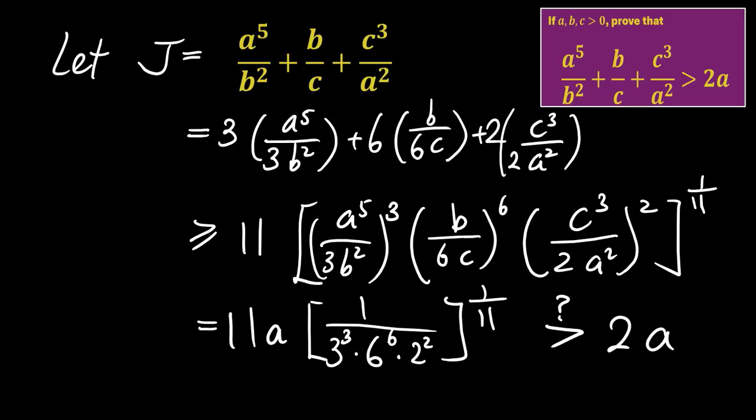This is obviously greater than 2, which means that this inequality is true. Therefore, we have proved that J is greater than 2a. And we see that in order to show this inequality, we use the AM-GM inequality twice.